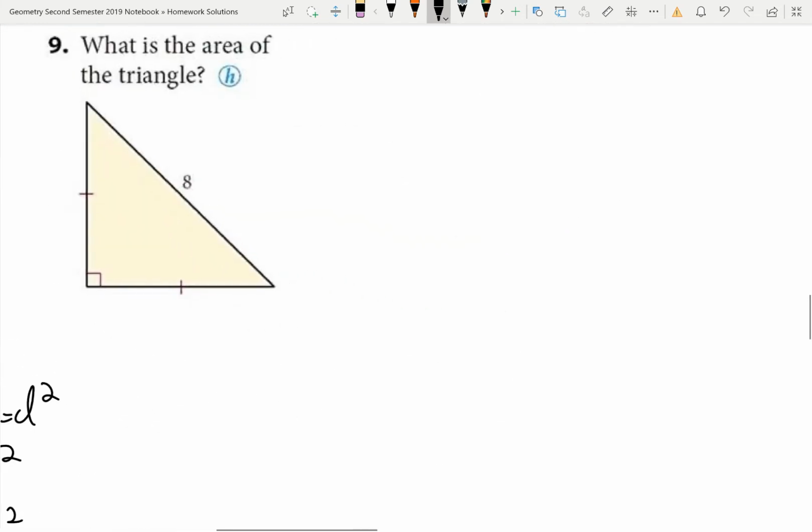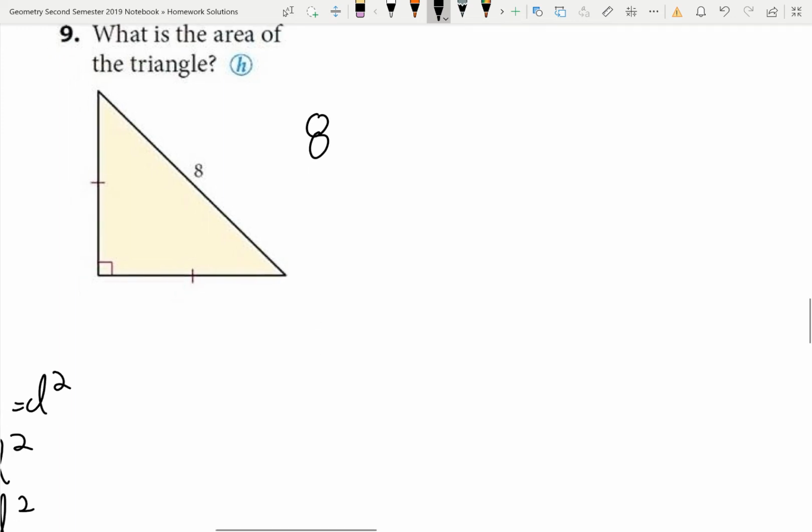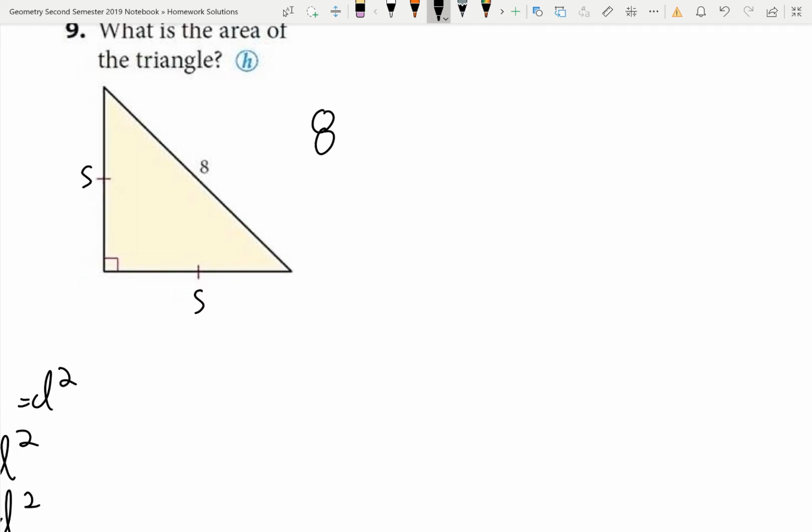What is the area of the triangle? Well, let's see here. This is an isosceles right triangle. And so to find the length of those two sides, by the isosceles right triangle conjecture, let's just call this S and S. S is going to equal 8 divided by root 2. And we can use that as both the length and the height of the triangle.